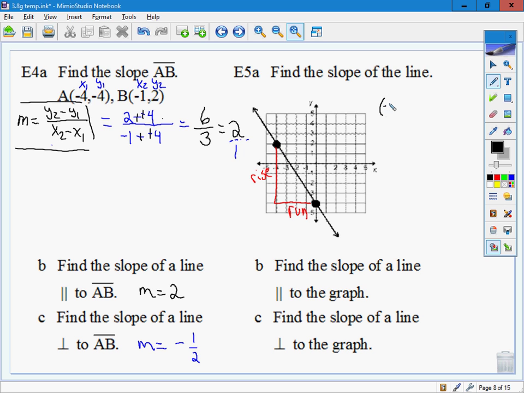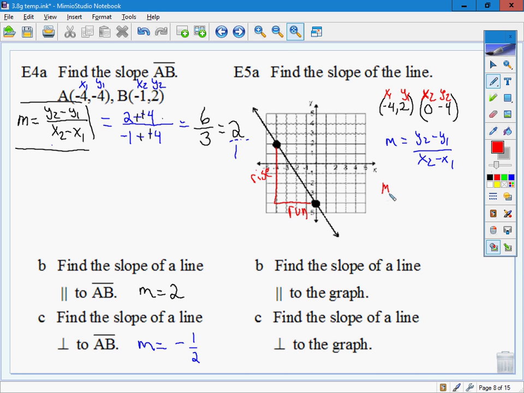The one ordered pair is the ordered pair -4, 2. The other ordered pair is the ordered pair 0, -4. And once I list those ordered pairs, I can plug them into my equation, which is m equals y2 minus y1 over x2 minus x1. And again, if in doubt, label them. x1, y1, x2, y2.